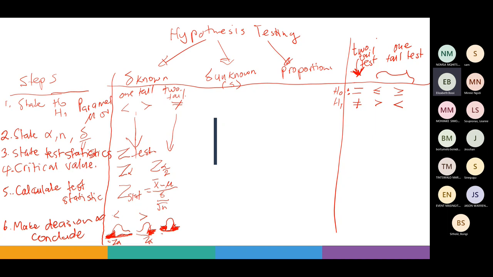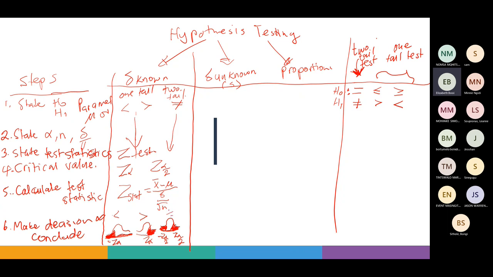It will be on the Z alpha divided by 2 on the negative side and on the positive Z alpha over 2. That's how you will find and make a decision. So if your Z statistic falls in the white area, you do not reject. If it falls in the red area for a less than, you reject. If it's greater than, if it falls in the red shaded area, you reject. If it falls in the white area, you do not reject.